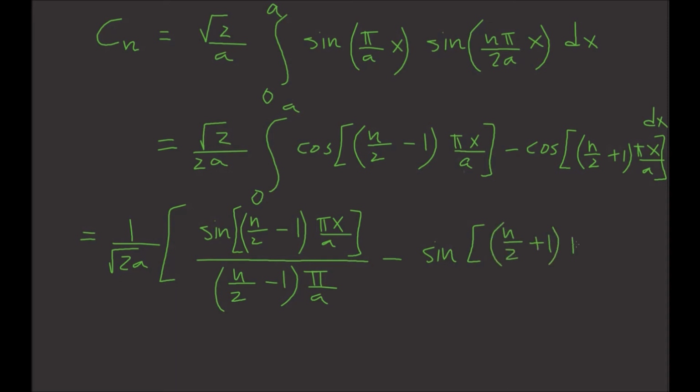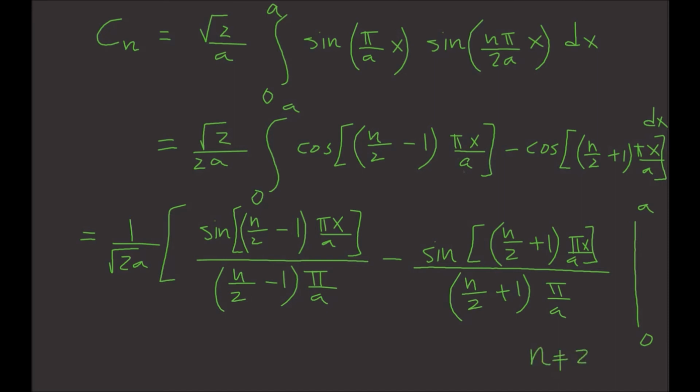times pi divided by n over 2 plus 1. No, sorry, this is pi x over a, yeah. And here we have pi over a. And we're going to evaluate this from 0 to a. If you look here, you'll notice that n cannot be equal to 2, because this one here will give us 0. Alright, so carry on.